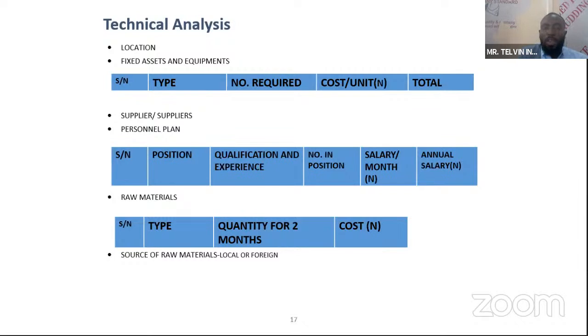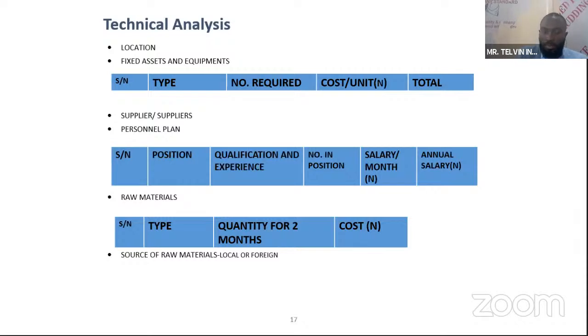Number 2, which other positions do you need? A marketer. What qualification should the marketer have? HND, BSc, MSc. How many do you need? 5. How much salary per month? 50,000. How much are you going to pay them per month? Sorry, per month is 50,000, annually 600,000. So you have your total there.